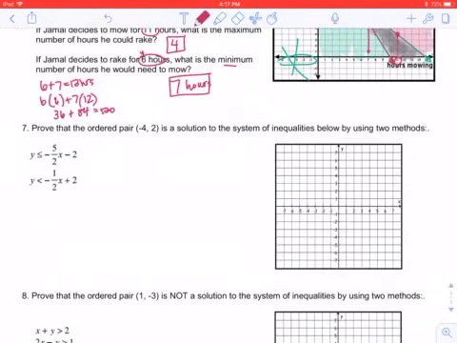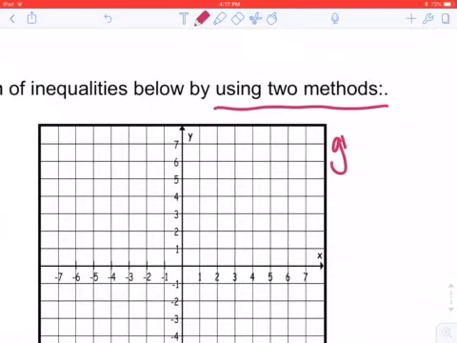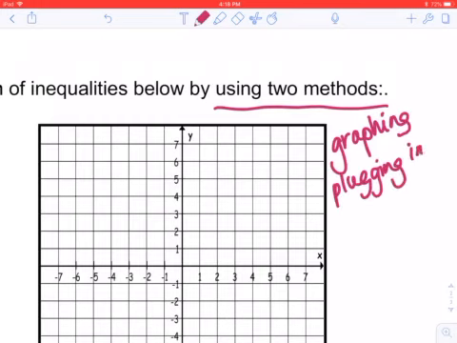Number 7, this is very similar to what you would see on a test or quiz. Prove that the ordered pair, negative 4, 2, is a solution to the system of inequalities by using 2 methods. Well, those 2 methods every time have to be graphing and plugging in. Every time. You don't have any other option.